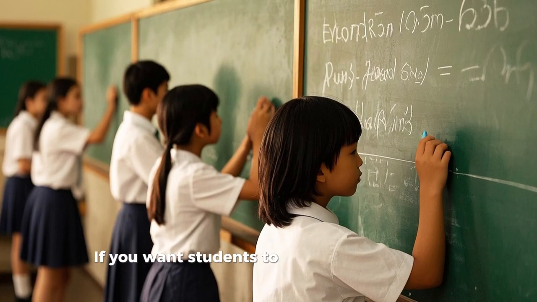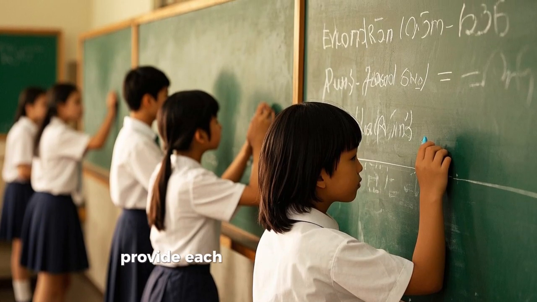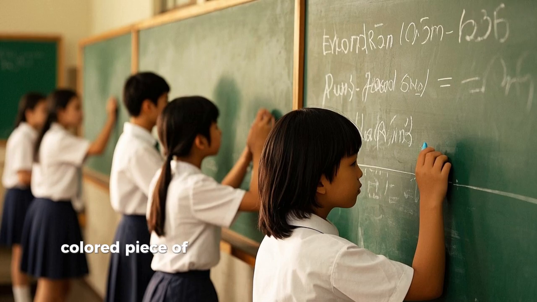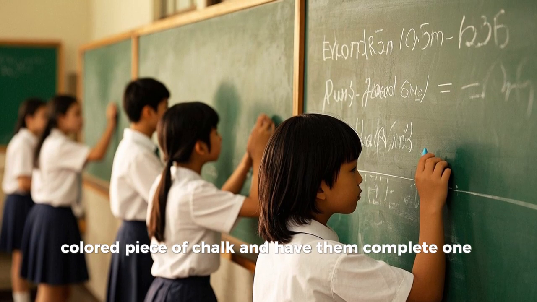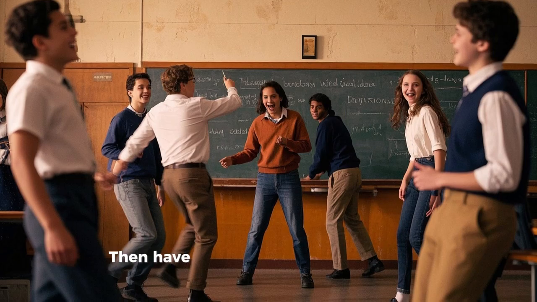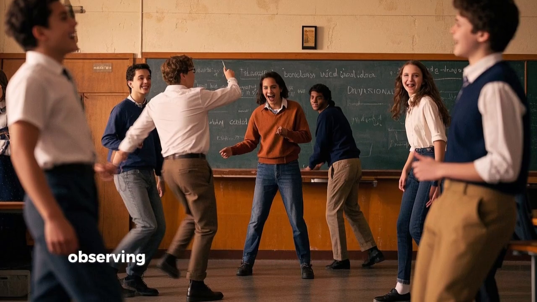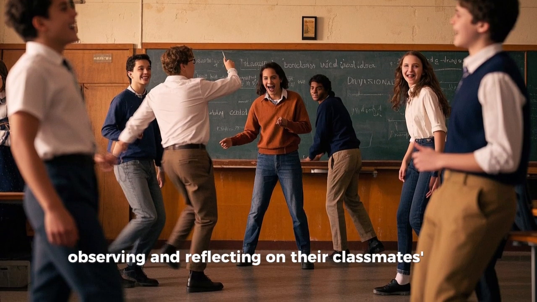If you want students to work independently, provide each student with a different colored piece of chalk and have them complete one segment of the border. Then have them rotate around the room, observing and reflecting on their classmates' work.